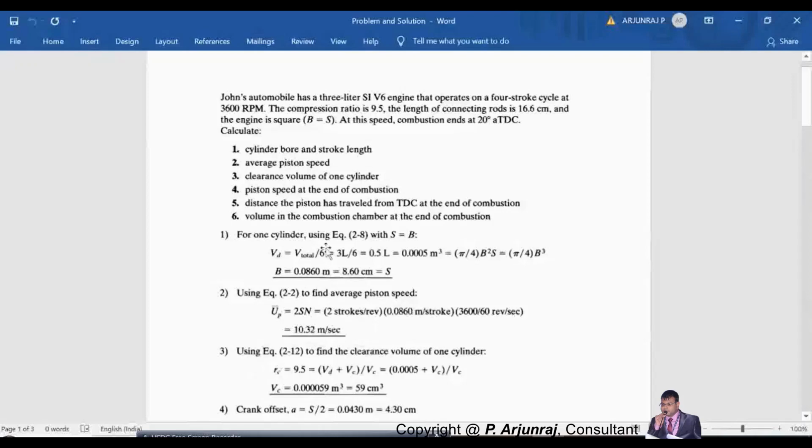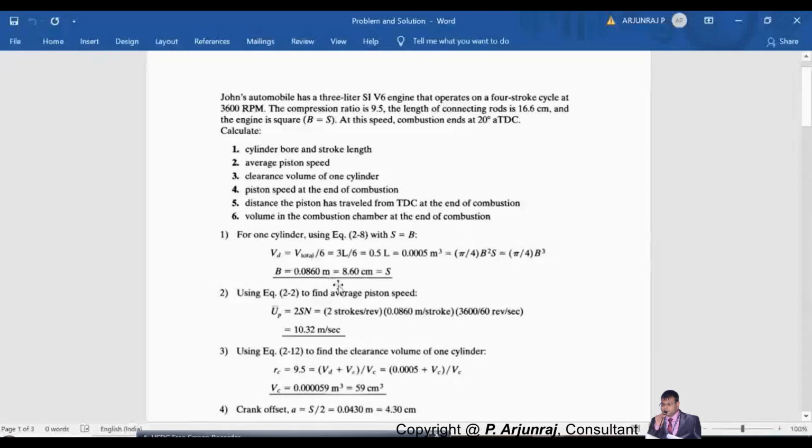And you need to calculate the third one, which is nothing but the clearance volume of one cylinder. You know, the clearance volume is VC, and the compression ratio is nothing but the overall cylinder volume divided by the clearance volume. That is VD plus VC by VC. So here VC we need to calculate. You know the VD which we calculated here. Maybe you can also check using your calculator.